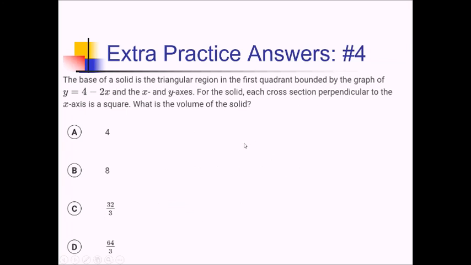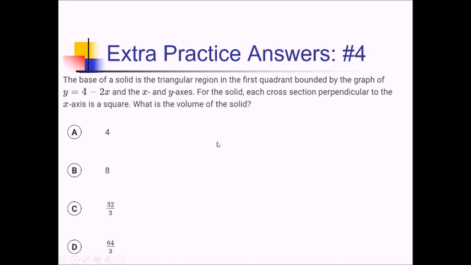On this no calculator question, the base of a solid is a triangular region in the first quadrant bounded by this line and the x and the y-axis. So for the solid, each cross-section perpendicular to the x-axis is a square. What's the volume of the solid? So we have this triangular region, and we have these squares growing out of it three-dimensionally.